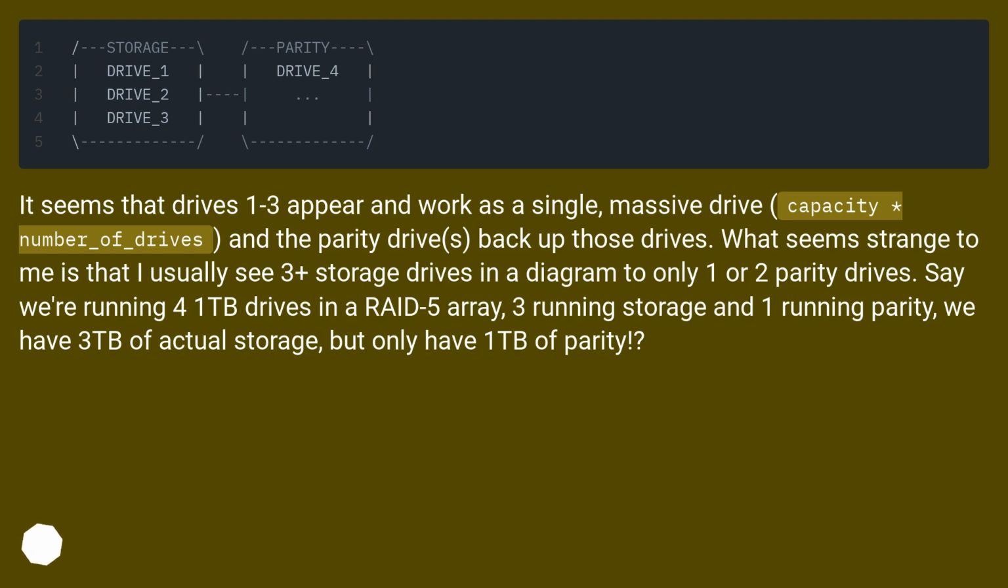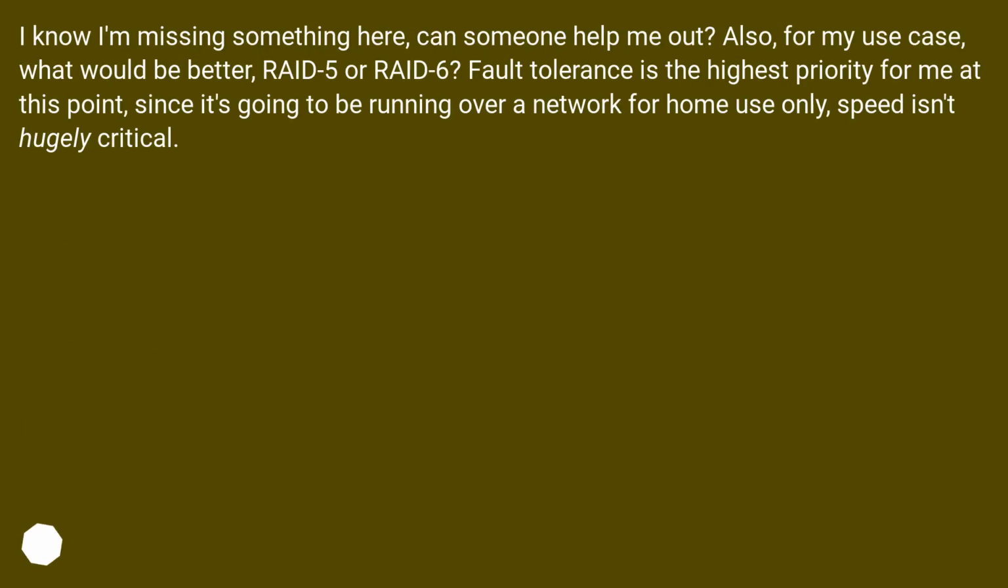What seems strange to me is that I usually see 3+ storage drives in a diagram to only 1 or 2 parity drives. Say we're running 4 1 TB drives in a RAID 5 array, 3 running storage and 1 running parity. We have 3 TB of actual storage, but only have 1 TB of parity? I know I'm missing something here. Can someone help me out?